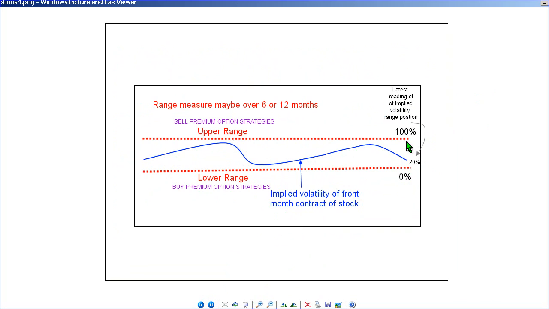For example, at the end here, you can actually do a calculation. You can work out the range of the previous 6 months. And if it's at the upper range, you might give it a 100% reading. And if it's at the lower range, you might give it a 0% reading. So I've given this one a 20%.